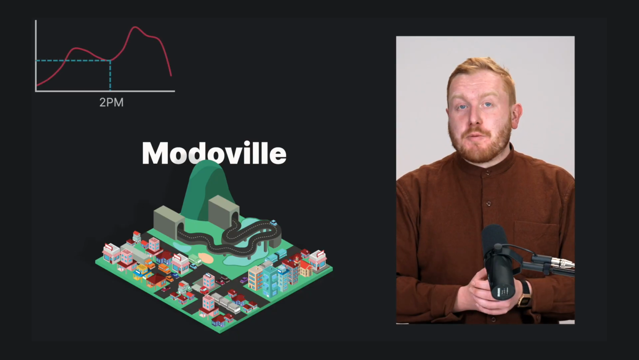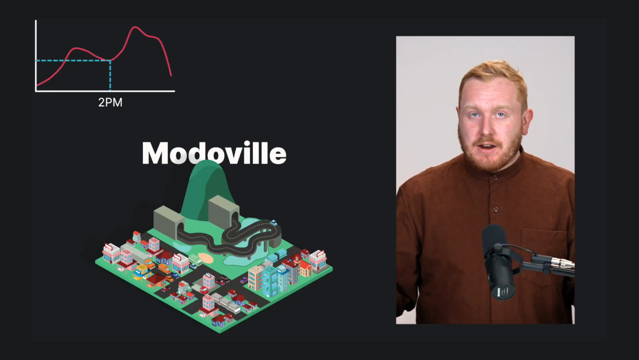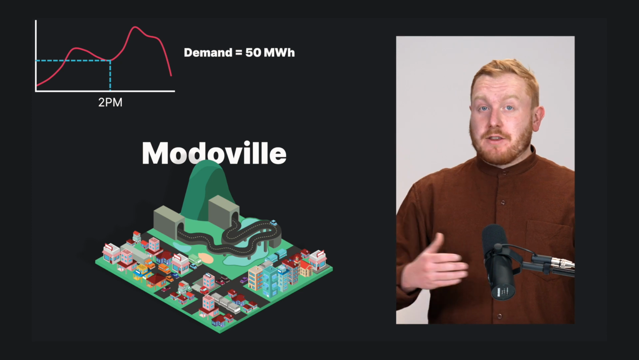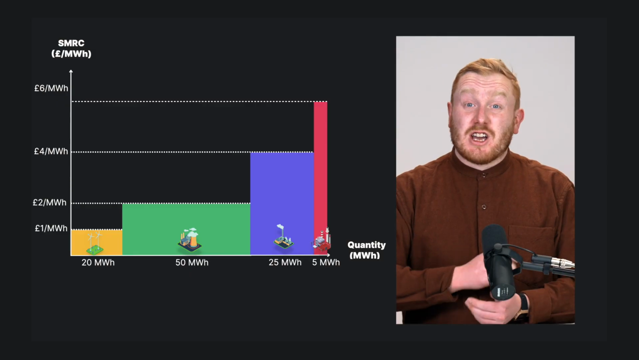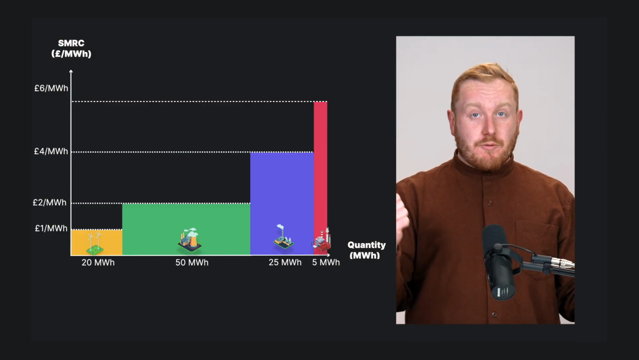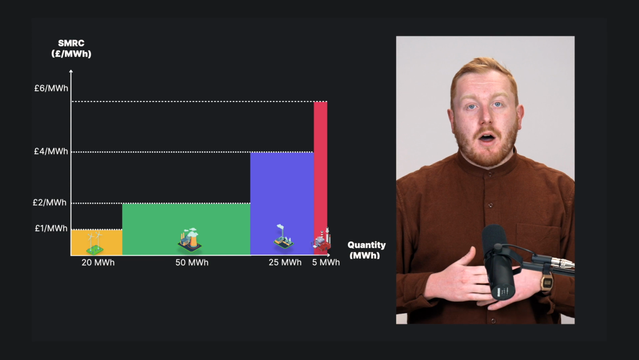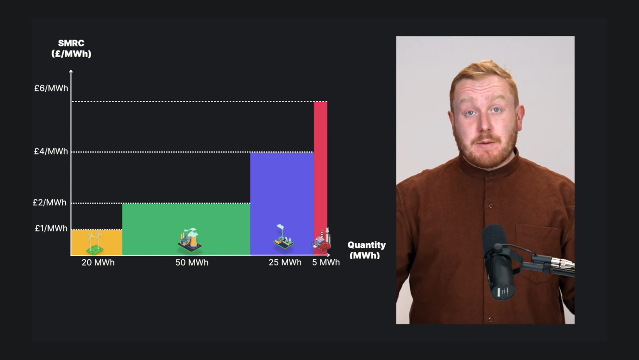So back to our generation stack. Let's pick a point in the day and figure out how the stack interacts with demand at that time. It's 2 p.m. and demand for the town is 50 megawatts, which means the town requires 50 megawatt hours between 2 and 3. Also, let's assume it's a windy day and that our wind turbines are producing at full capacity.